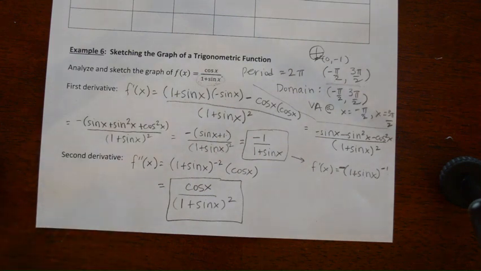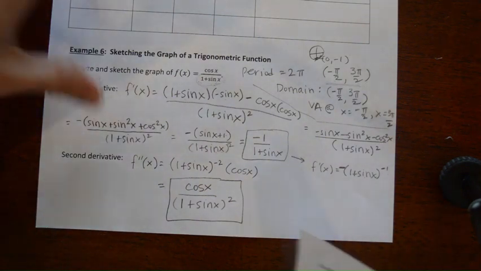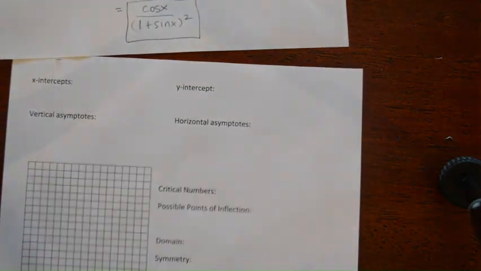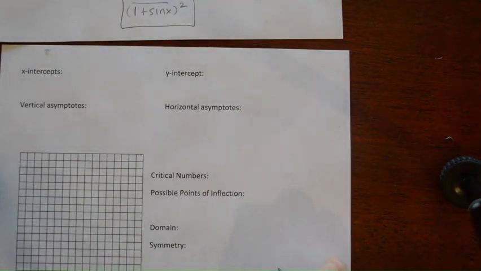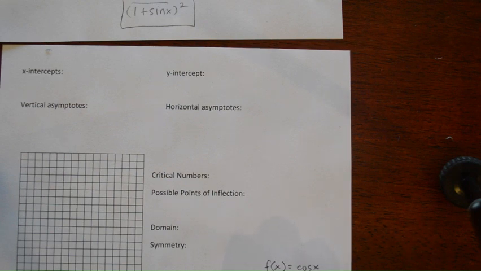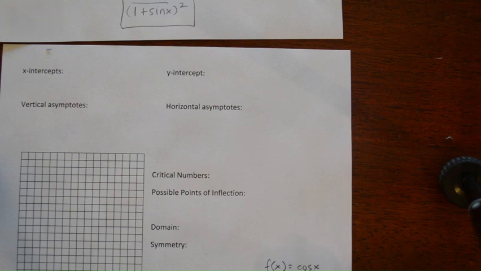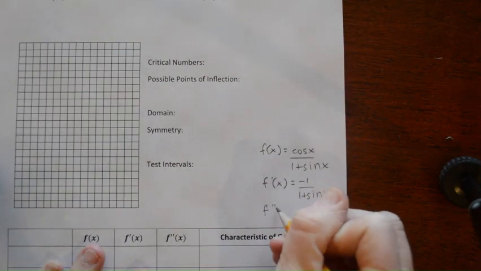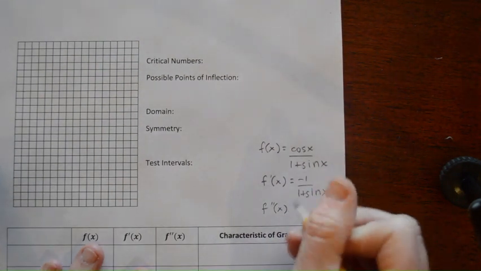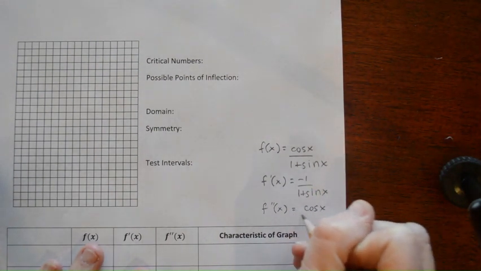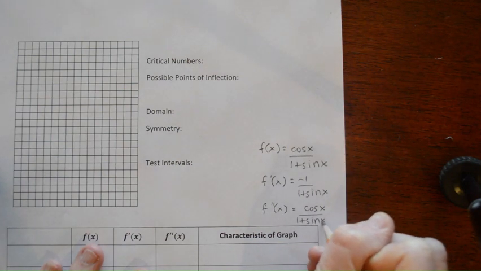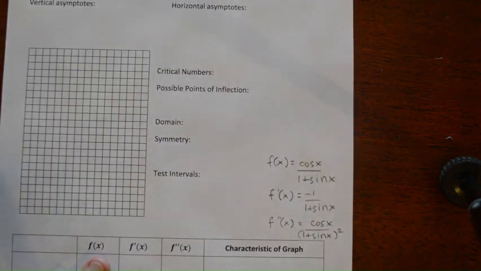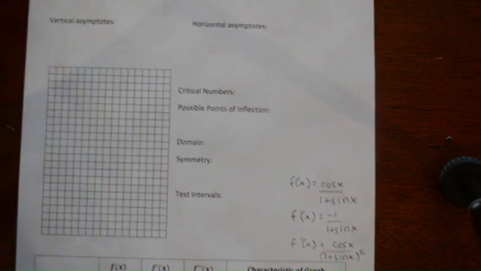All right, we're ready to go on to the next page, and while we're at it, I am going to transfer these onto this page. So we're going to write the original function f of x is cosine x over 1 plus sine x. F prime of x is negative 1 over 1 plus sine x. And f double prime of x, whoop, you might not be able to see that anymore. F double prime of x is equal to cosine x over 1 plus sine x quantity squared. All right, just so we don't have to keep flipping back and forth.